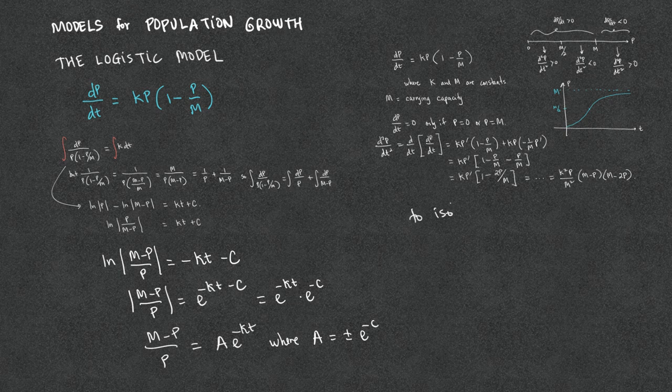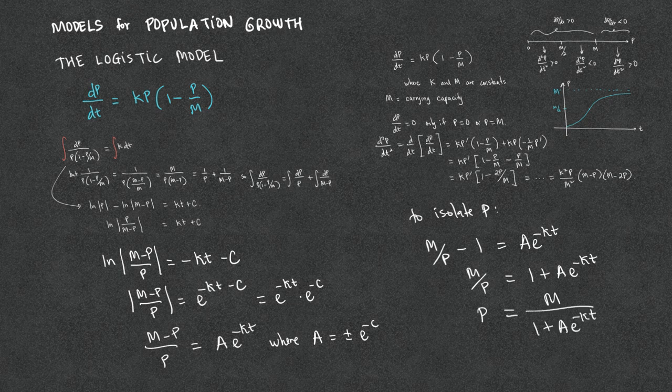We need to isolate p to get the solution. We rewrite the left-hand side as M over p minus 1 equals A times e to the negative kt. M over p is 1 plus A e to the negative kt. We isolate p to get p equals M over 1 plus A e to the negative kt.